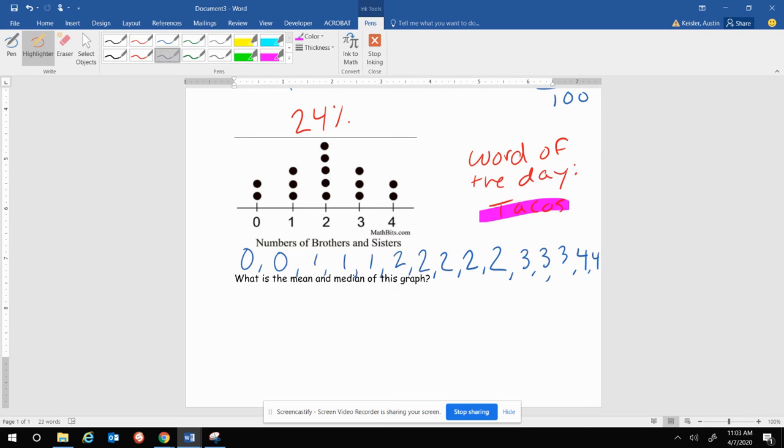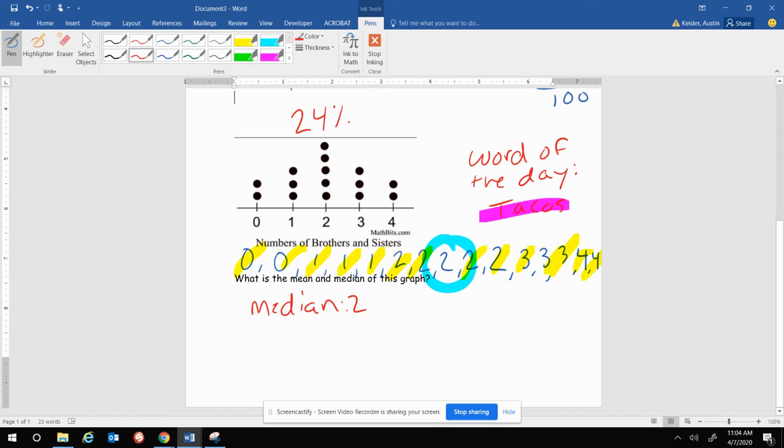All right, so we're going to continue on this one. I'll find the median on this one first. So I'm going to cross out the furthest number on the outside and the inside until I get all the way to the middle. And when I get all the way to the middle, all I have is a 2. So the median of this graph is 2.